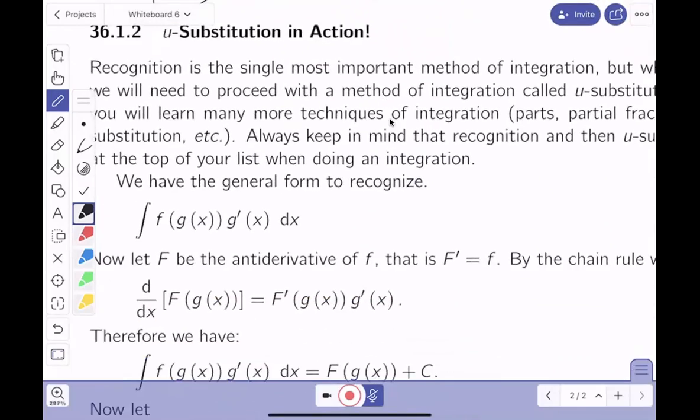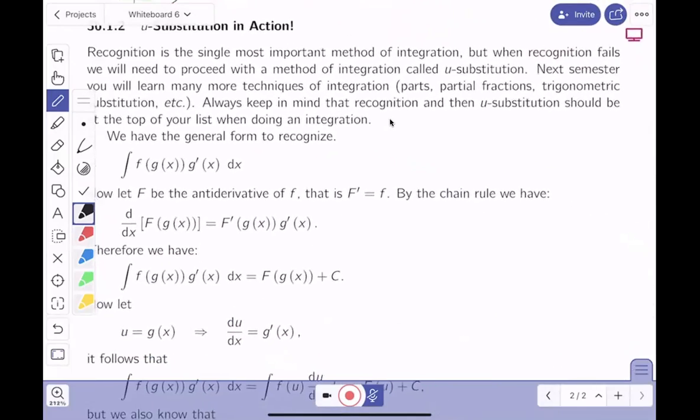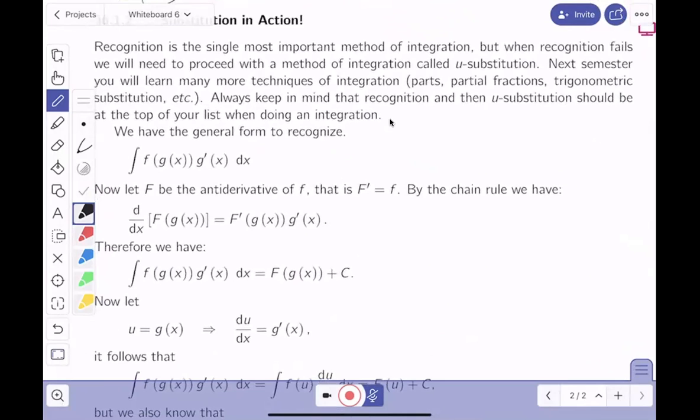Now let's formally talk about U-substitution. And it says over here, all right, when recognition fails. And I'll be honest with you, most integrals, recognition will fail. You will not recognize the integral. When I say recognition fails, I mean you're going to look at an integral and you're going to have no idea, but it's going to fail you. But recognition is the single most important method of integration, but it's going to fail. Recognition fails almost all the time, right?